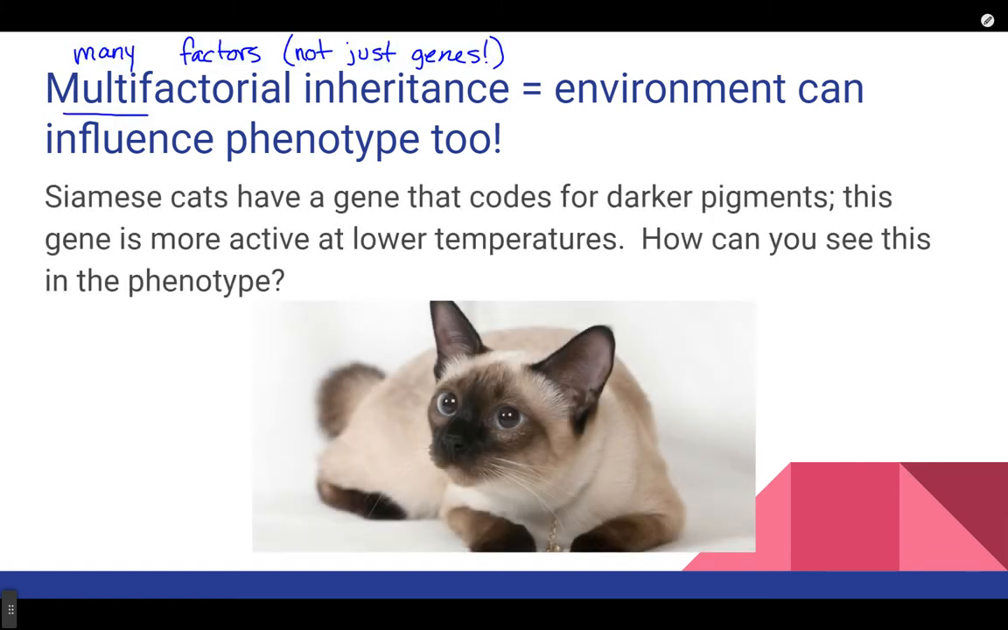Here's another kind of example. Siamese cats have a gene that codes for darker pigments. That gene that makes that darker pigment tends to be more active at lower temperatures. And you can actually see that when you look at this cat. Turn and explain to the person next to you how you can see this in its phenotype. Turn and explain that to each other.